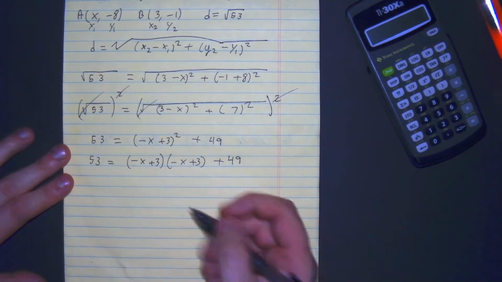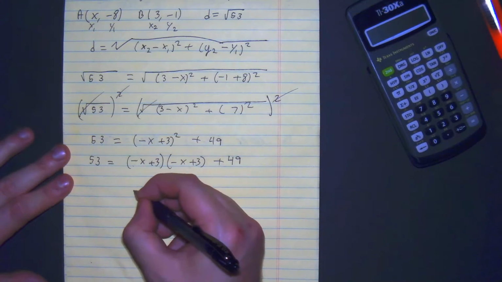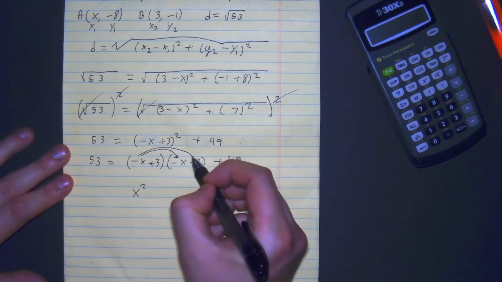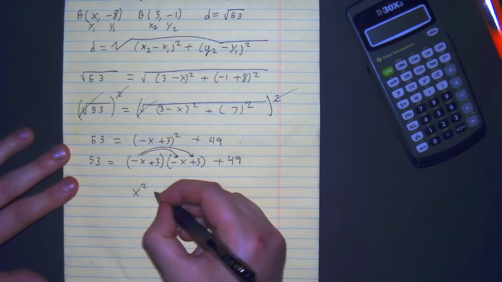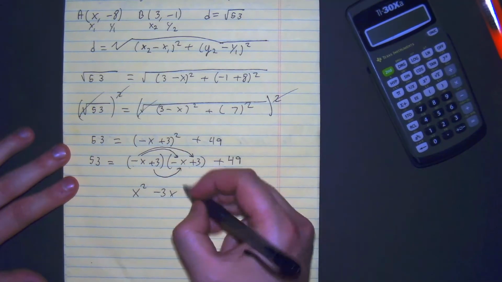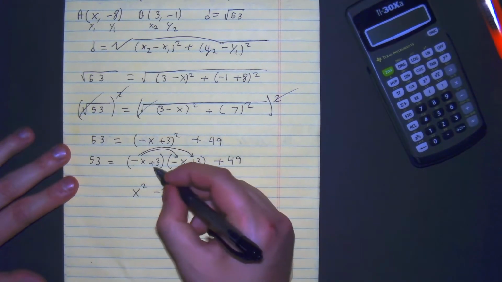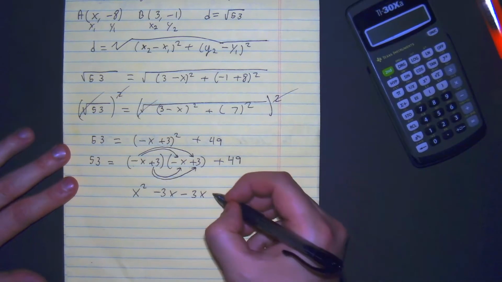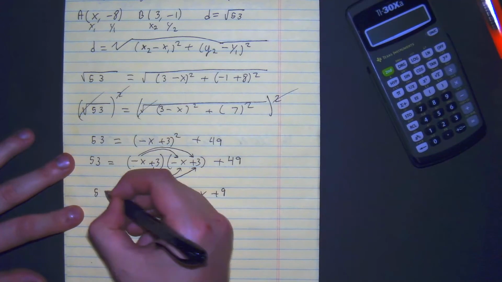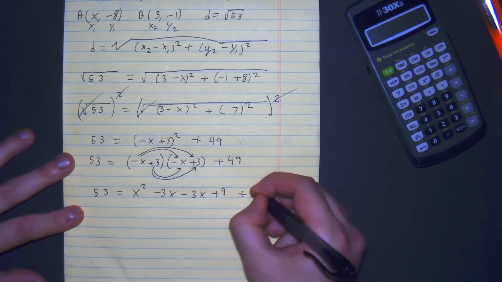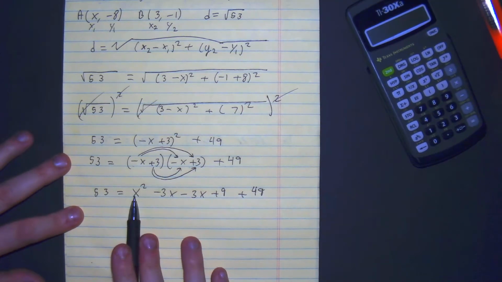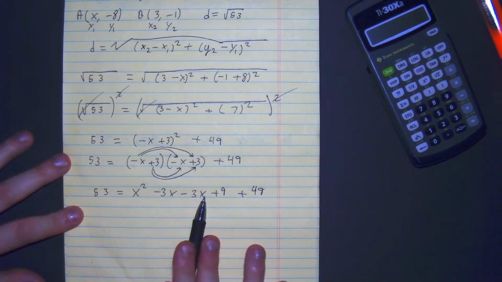So x times x becomes a positive x squared. Then we do negative x plus 3, which will become minus 3x. And 3 times negative x becomes minus 3x. And the last one is 3 times 3 is 9. So we're left with 53 is equal to x squared minus 3x plus 9 plus 49.